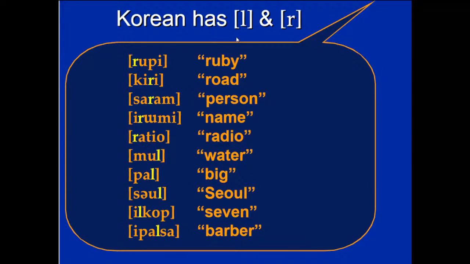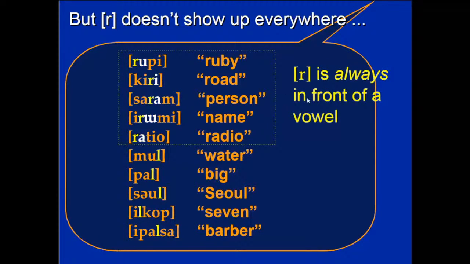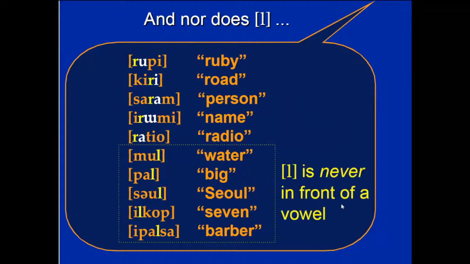Let's talk about Korean, I mean the sounds L and R in Korean. We have words like rupee, keri, saram, and the others here. Look at the phonetic environment of L and the phonetic environment of R here. Now we notice that R is always in front of a vowel, but L is never in front of a vowel. What does this mean? The place where we find R, we don't find L. So here we can say that they are in complementary distribution.